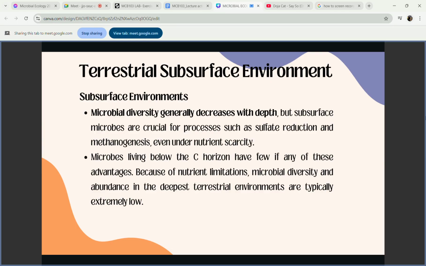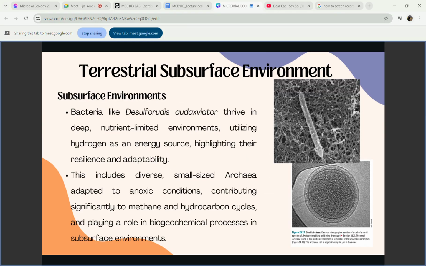An example of this is, next slide, Desulforudis audaxviator, which thrives in deep nutrient-limited environments and utilizes hydrogen as an energy source, highlighting their resilience and adaptability.